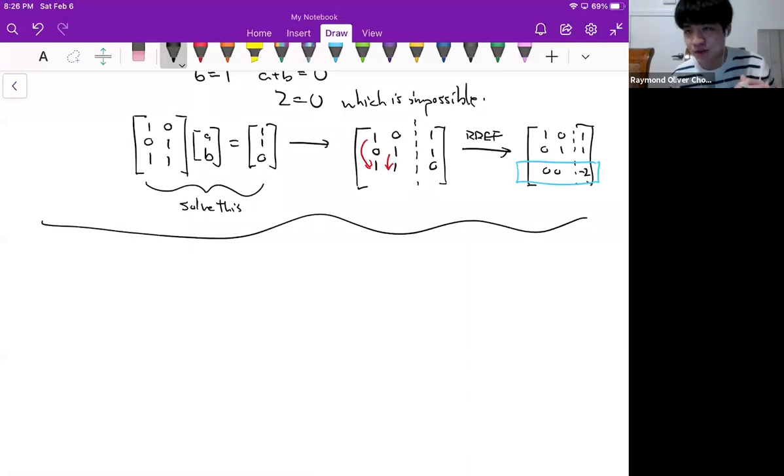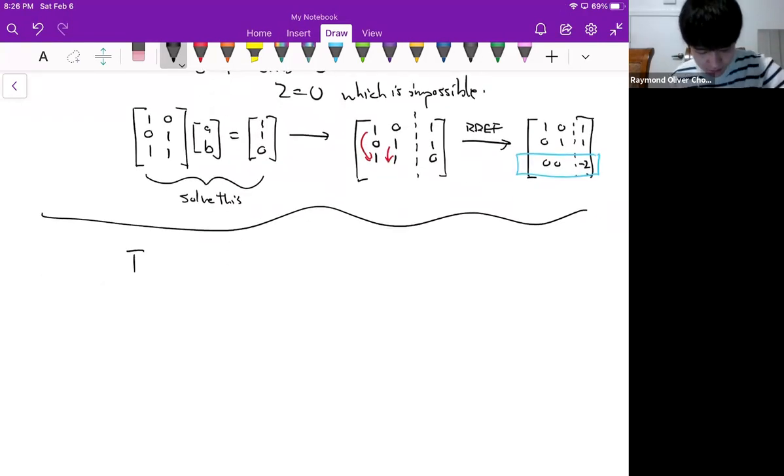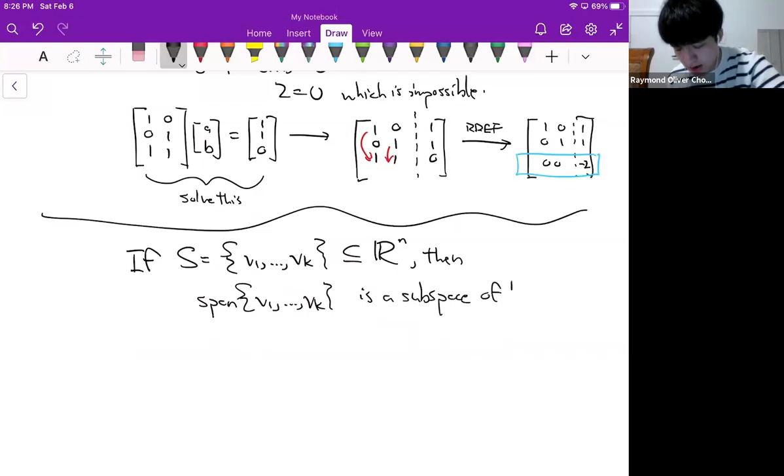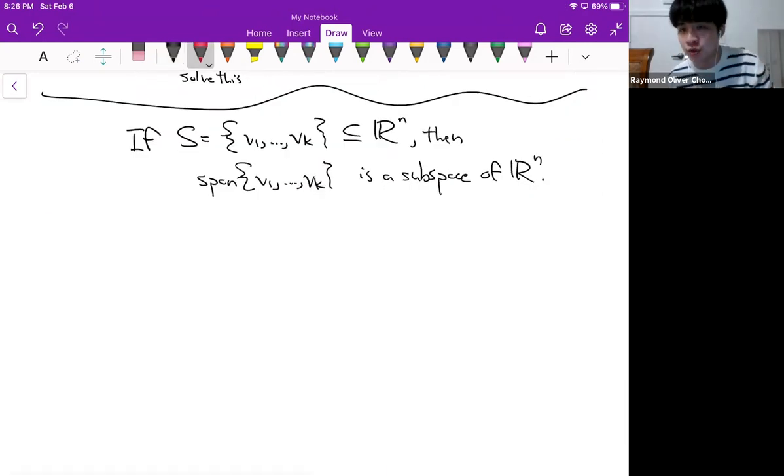So I'm going to do it for just an arbitrary number of vectors, and then I want you to specialize it for whatever problem you're doing. So if S is a collection of vectors which is contained in some vector space, then the span of S is a subspace of Rn. So if you remember our template from last time, what is the first thing we should do, right? The first thing I should do is show that 0 is in my subspace.